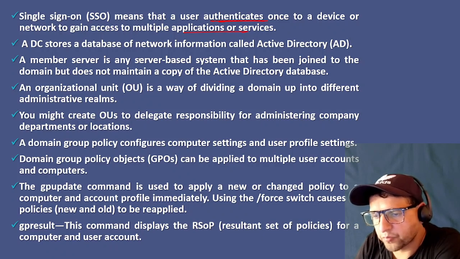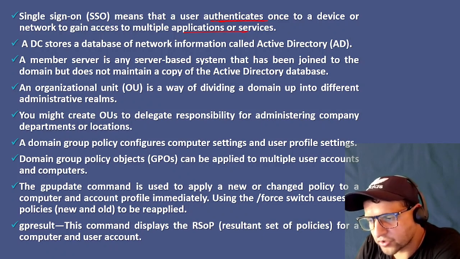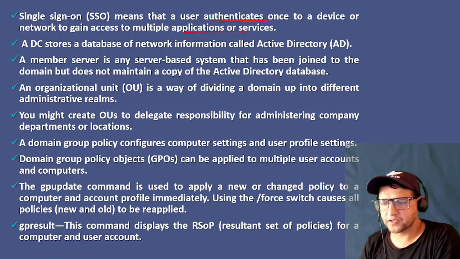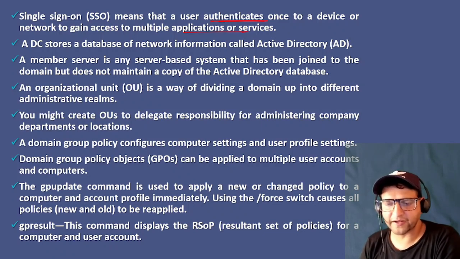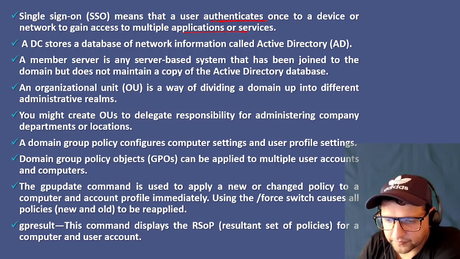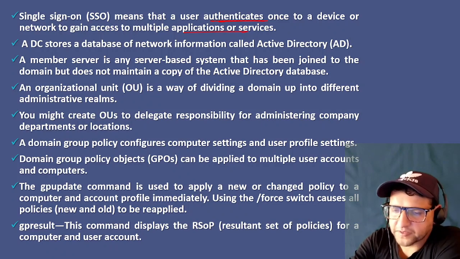A domain group policy configures computer settings and user profile settings. Domain group policy objects can be applied to multiple user accounts and computers. gpupdate is used to apply a new or changed policy to a computer and account profile immediately, but you can also use force to cause all the policies to be applied. gpresult is going to display the resultant set of policies for a computer. So if you want to verify that with some command, that's where you can use gpresult. So please remember these commands: gpupdate, what it does, gpresult, what it does.